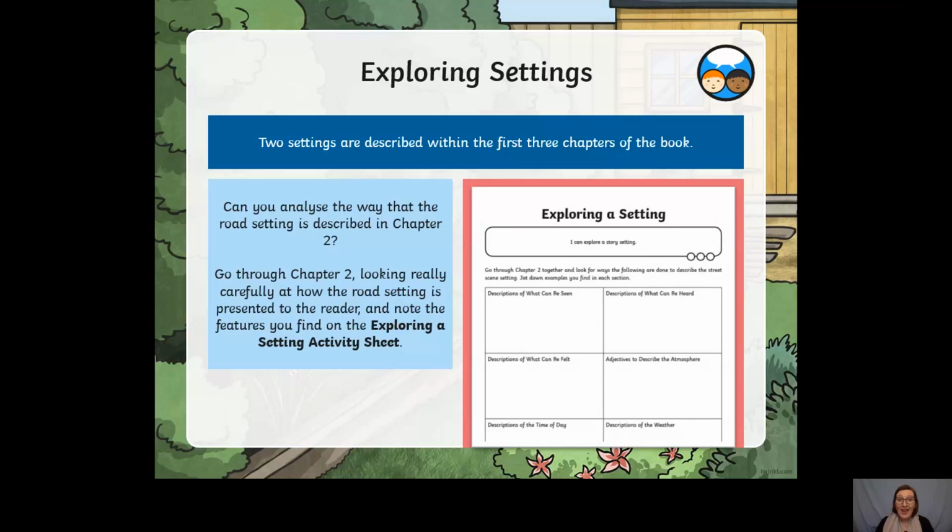Now, we're going to analyse, that means we're going to have a look at the way that the road setting is described in chapter 2. So I've attached chapter 2 and I want you to have a look carefully now through that chapter. I want you to look at how the road setting is presented to the reader, and I want you to note down any features that you find on this worksheet that you have.